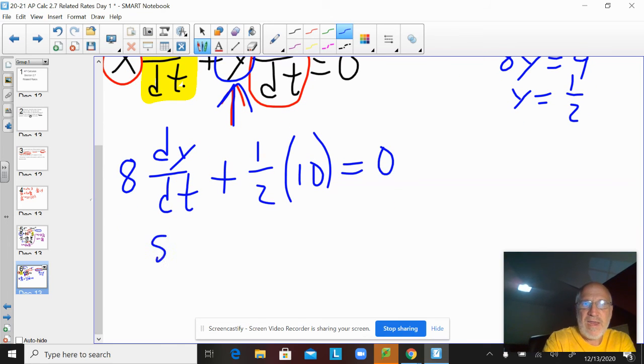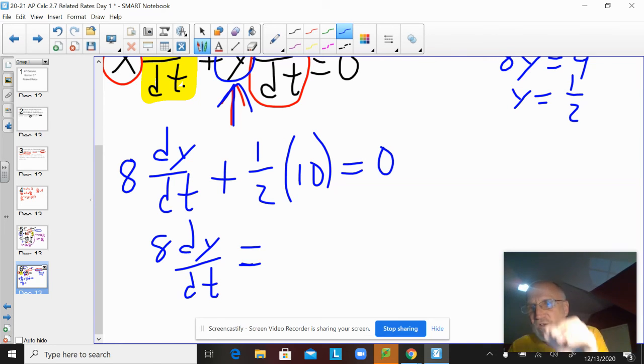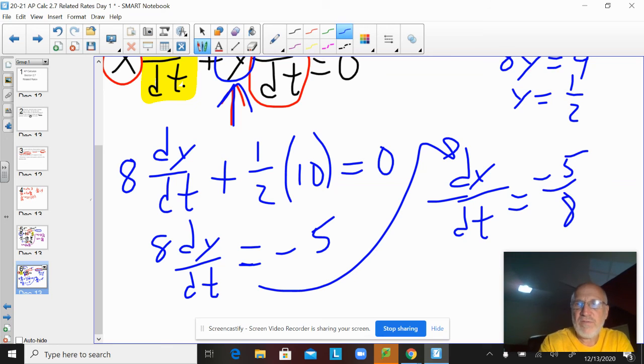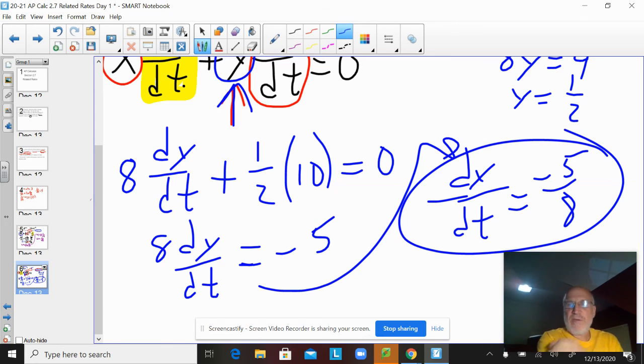This is 8 dy/dt. I might do 2 steps at once here. 1/2 of 10 is 5, and I subtract that. I get equals -5. And I divide both sides by 8. I get dy/dt equals -5/8. So there, we did 3 examples.